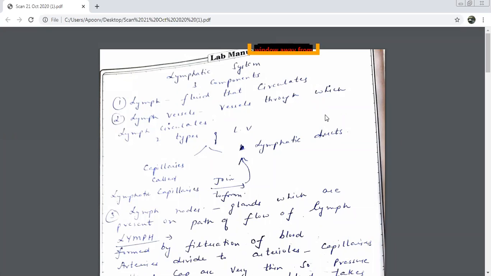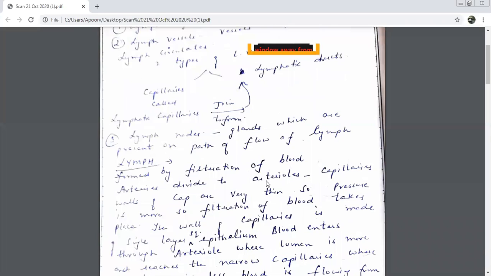Lymphatic capillaries and lymphatic ducts. Now, I said many lymphatic capillaries will join to form bigger vessels, which are known as lymphatic ducts. And then we talked about the glands which are present. What were they known as? Lymph nodes. Lymph is formed by the filtration of blood.